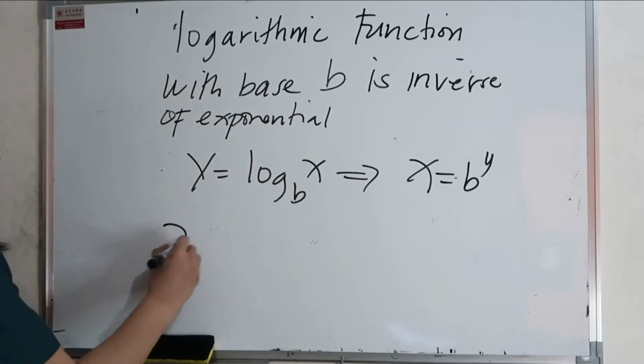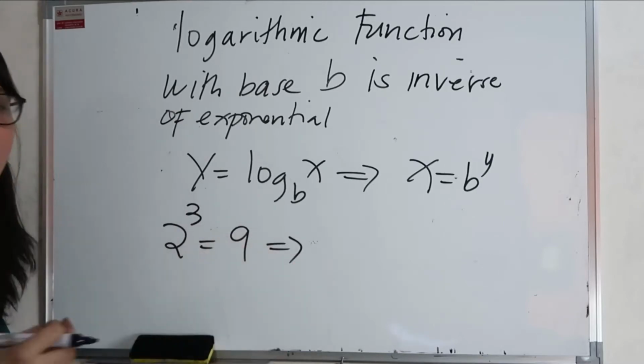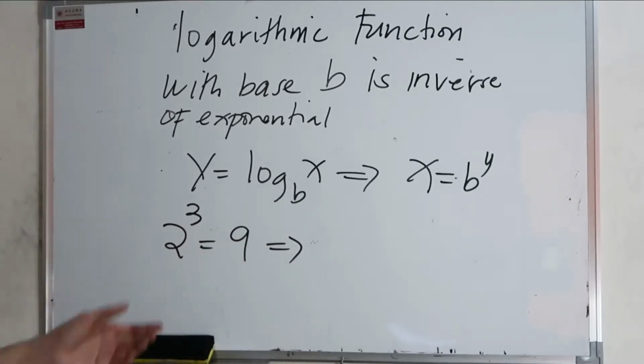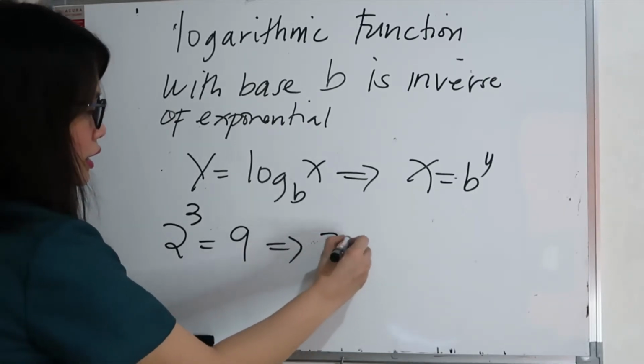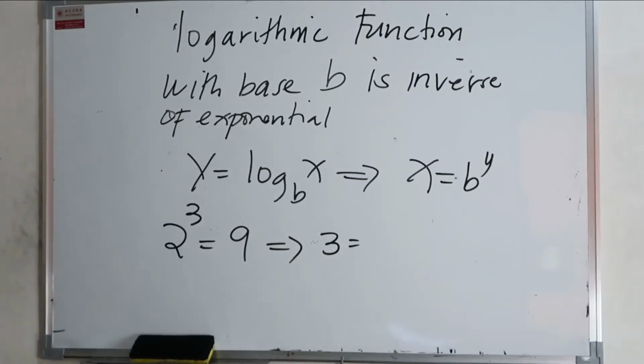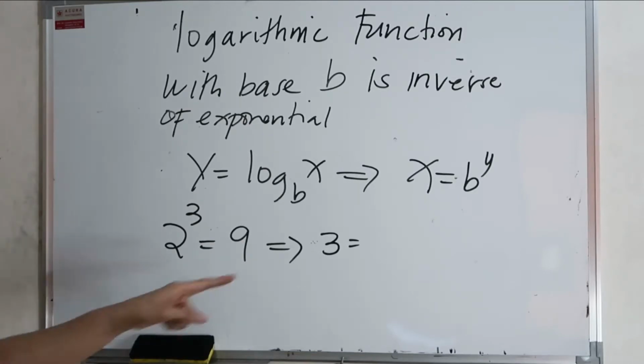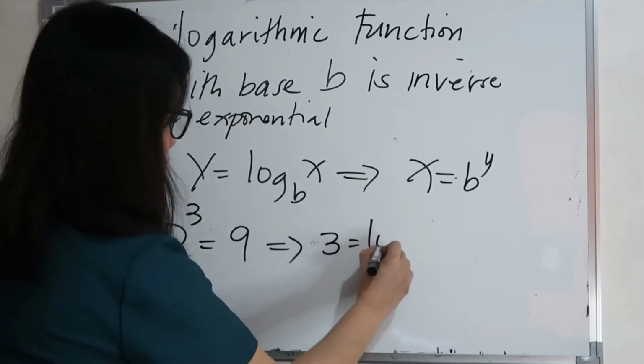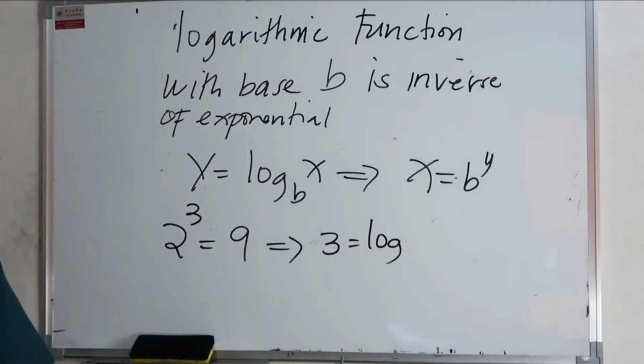For example, let's say the given is 2 raised to 3 equals 9. How do we write that in logarithmic form? How do we write it in a logarithmic function? 2 raised to 3 equals 9. It will become 3 equals log what? How do we write it?